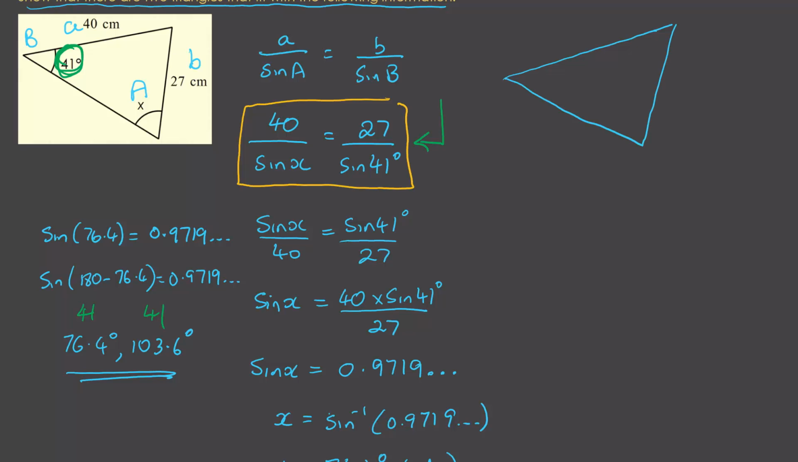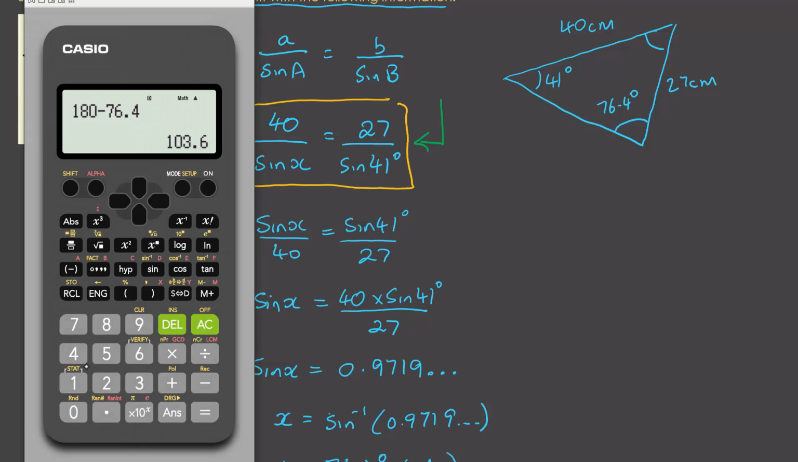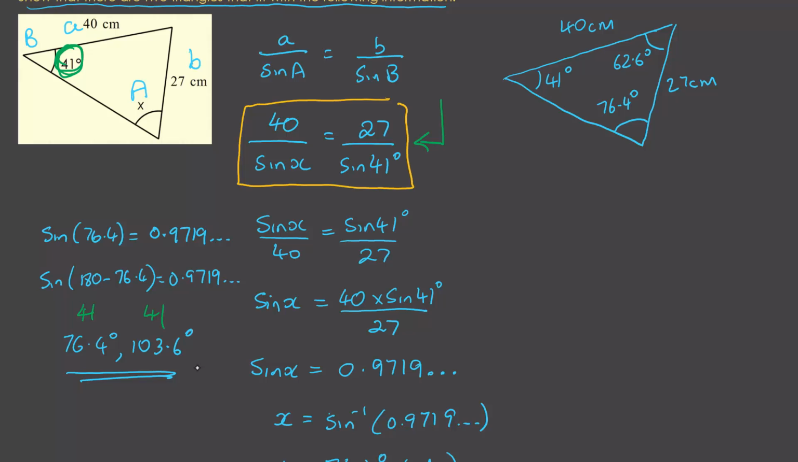One triangle is 27 centimeters, 40 centimeters, 41 degrees, 76.4 degrees, and the final angle is 180, take away 41, take away 76.4 is 62.6. And of course we could work out the third side and then have the triangle completely solved.